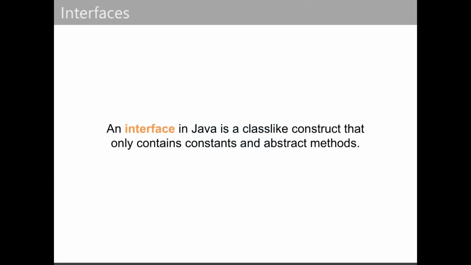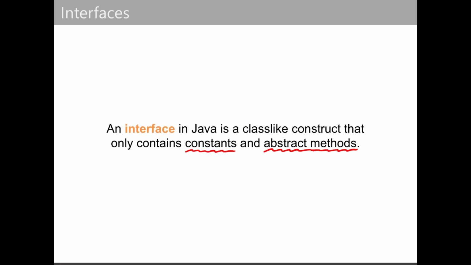Now let's change gears to talk about interfaces. Interfaces in Java are like the ultra abstract class. So it's a class-like construct that only contains two things: constants and abstract methods. It doesn't contain constructors, no fields, no method bodies, at least in the traditional Java.